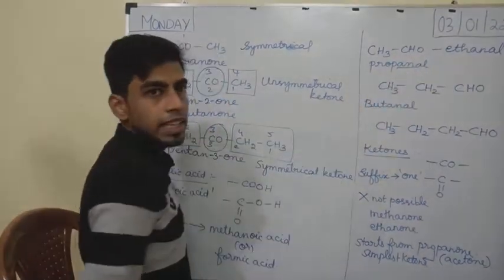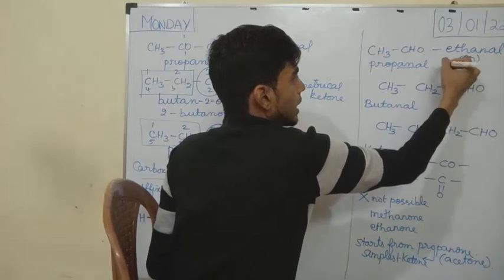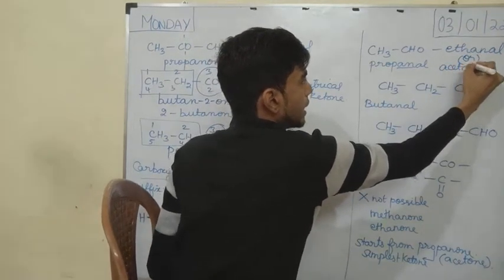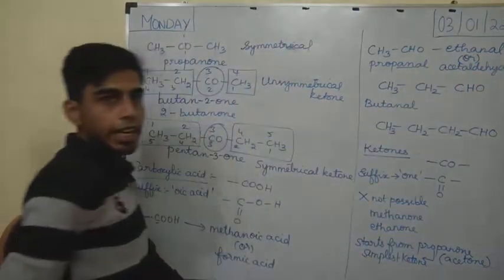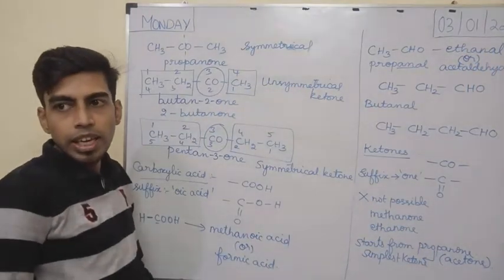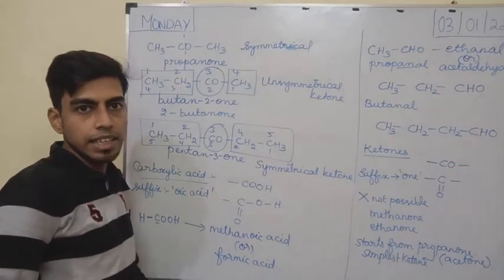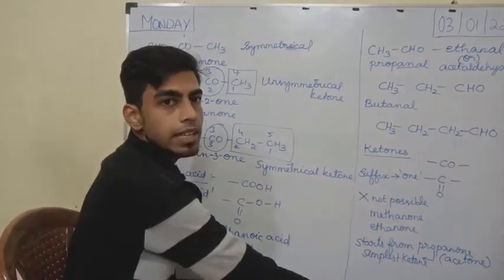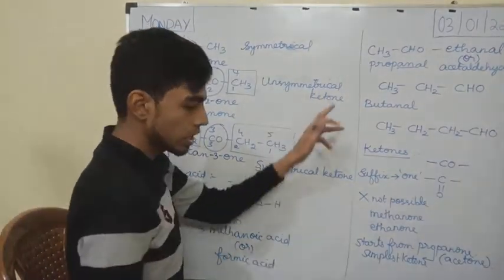While naming ethanal, I forgot to tell the other name. The other name for ethanal is acetaldehyde. Please note it down. Methanal means formaldehyde, and ethanal means acetaldehyde. So the next one, the next carboxylic acid. Shall I rub this side?